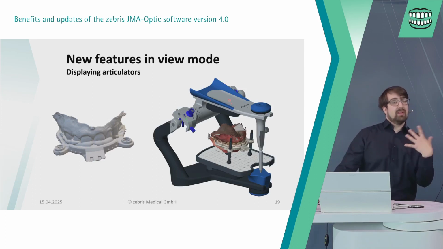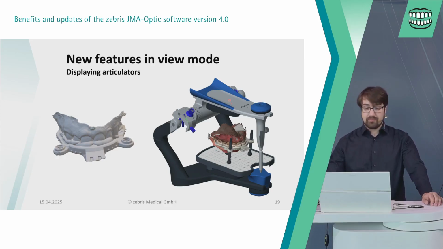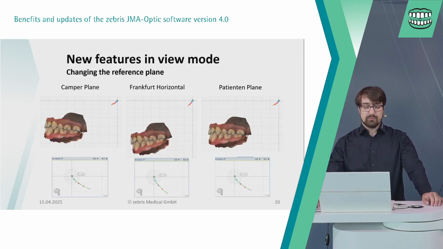To give you a better understanding about upper jaw positions when you want to work analog or digital, we implemented the feature that when you measured with the bite fork, you can display the articulator directly in our software and see, depending on the measurement and on my patient, what the upper jaw position is in the articulator.